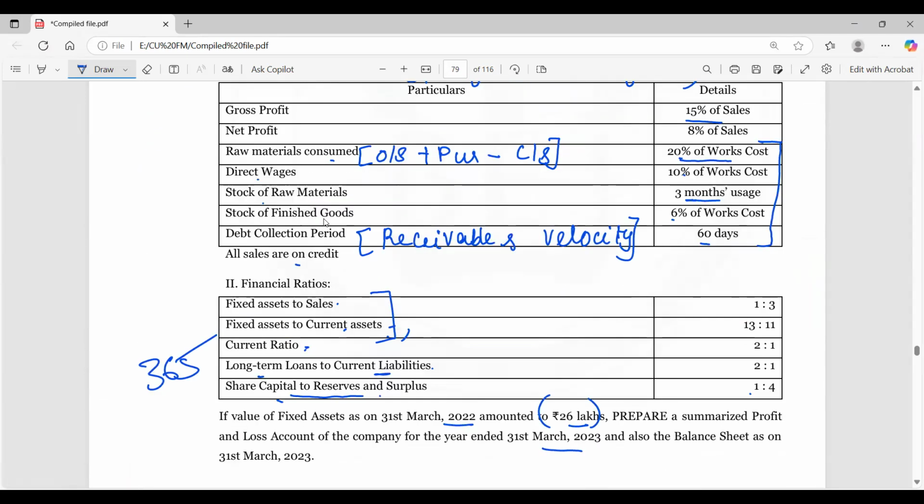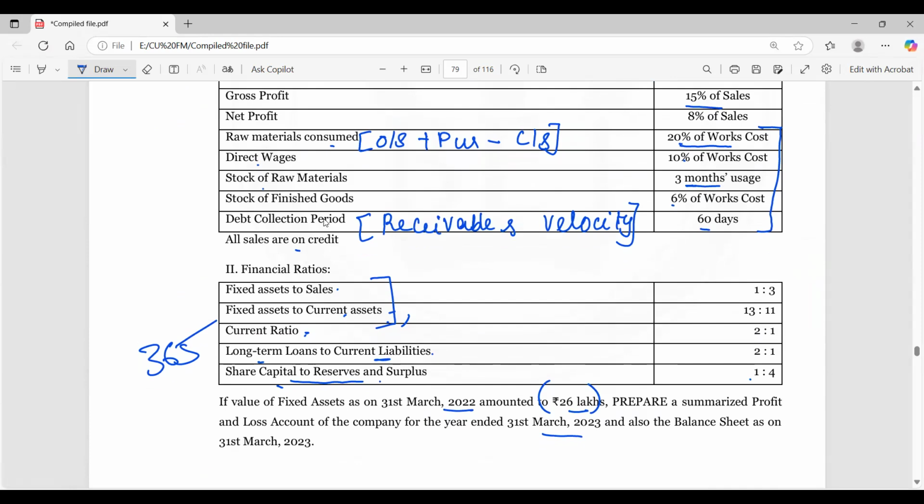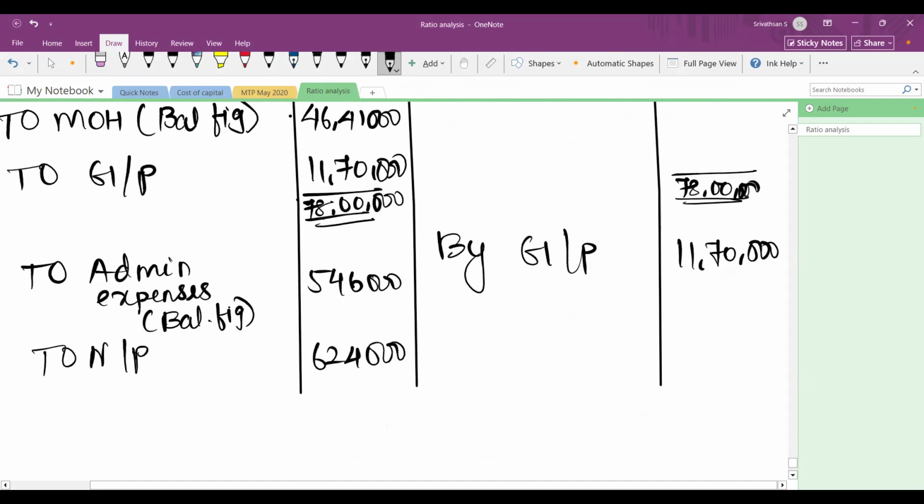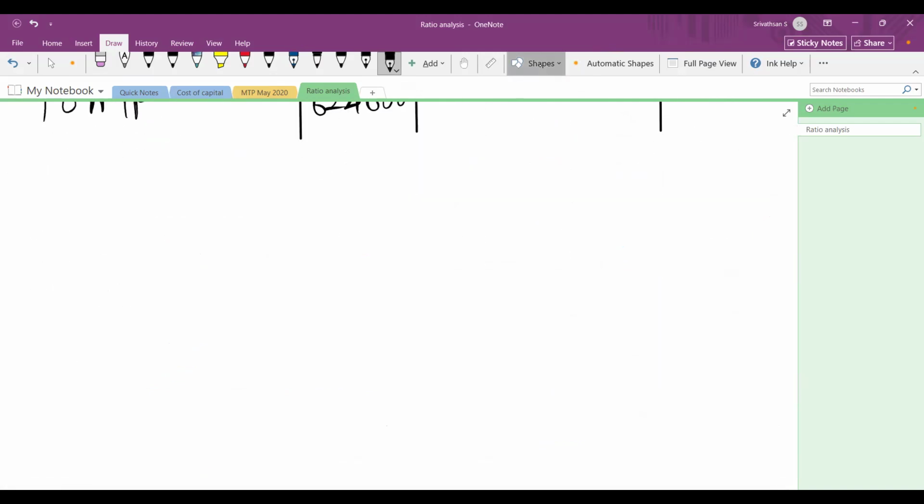For writing interest and all in this question, they have not mentioned the interest rate on long-term loans, so we are ignoring it. Next, balance sheet. Prepare it quickly and tell me the total. Listen, in this question, the balance sheet will not tally in the sense that you will have a balancing figure. That balancing figure is cash. We did not do that in the working note.